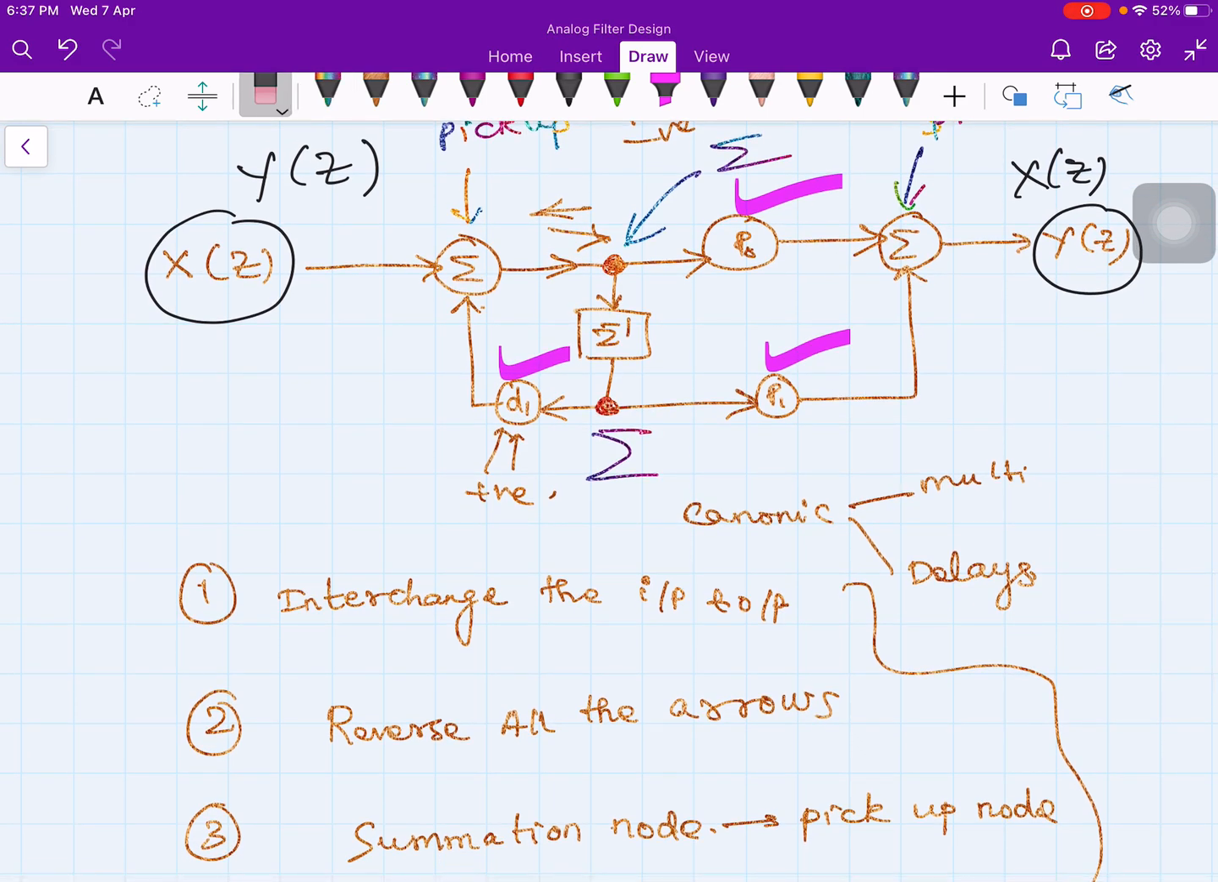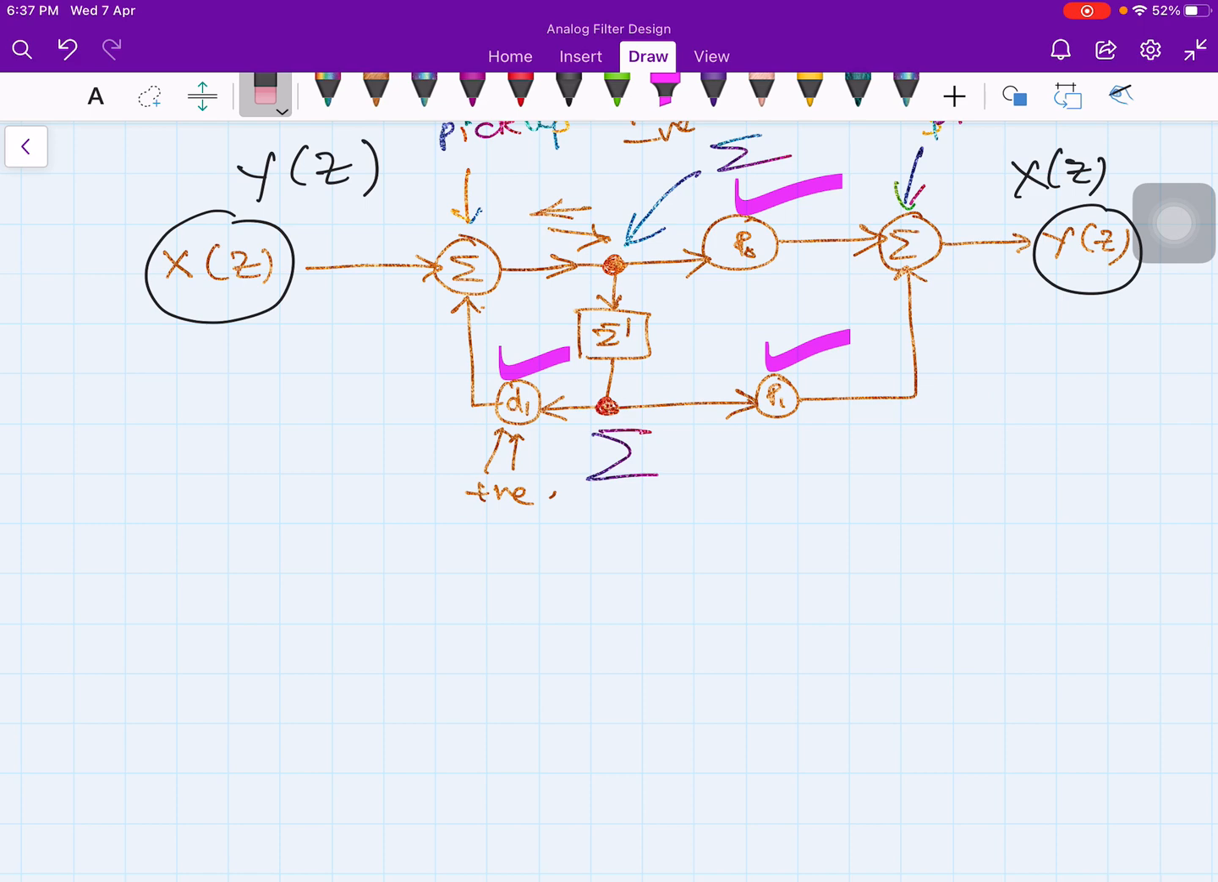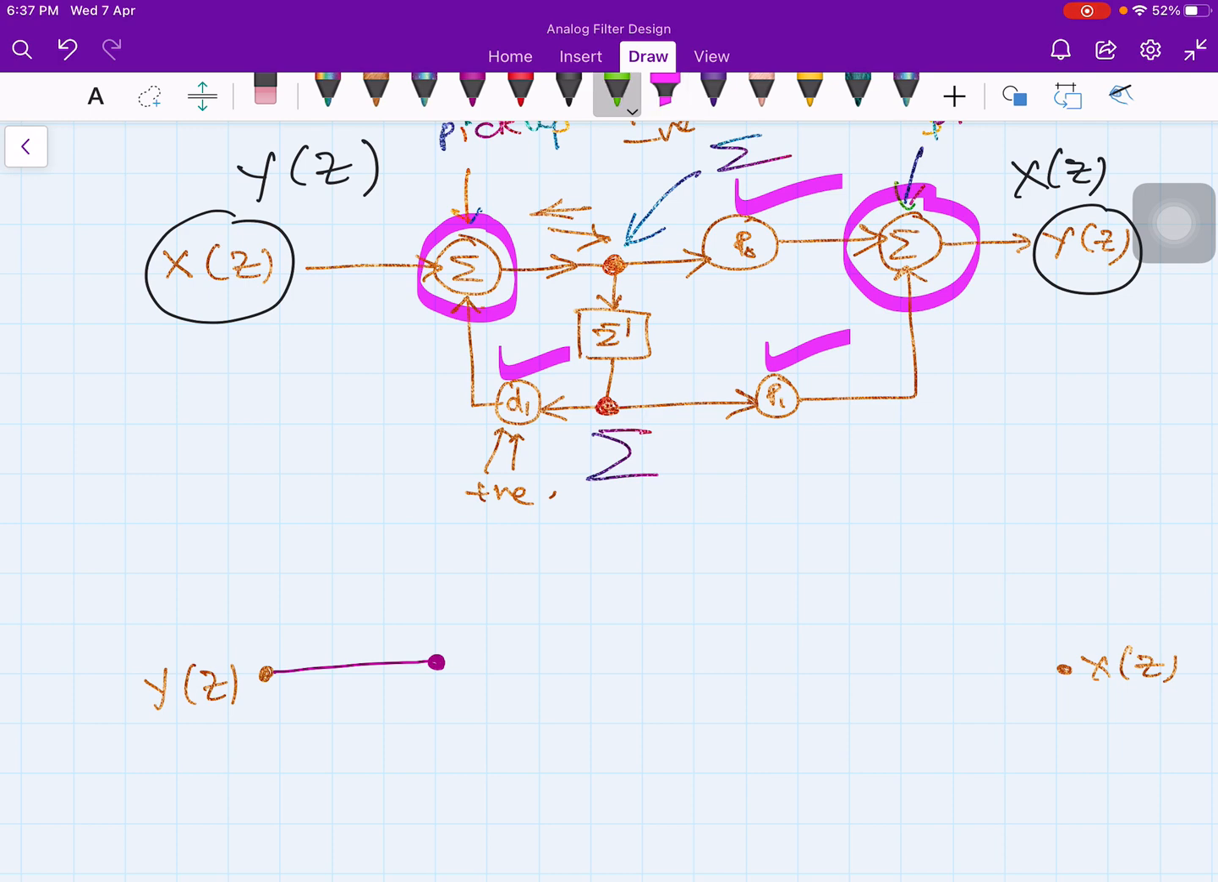Now I need some space. Let me delete this. So here the first point is input becomes output and output becomes input. Interchange the input and output, right? So therefore this is my y of z and this point is x of z. And now this is the summer, so that summer becomes a pickup node, and here I have a summer, that summer becomes a pickup node here. And here I have a pickup node that becomes a summer. That's it.